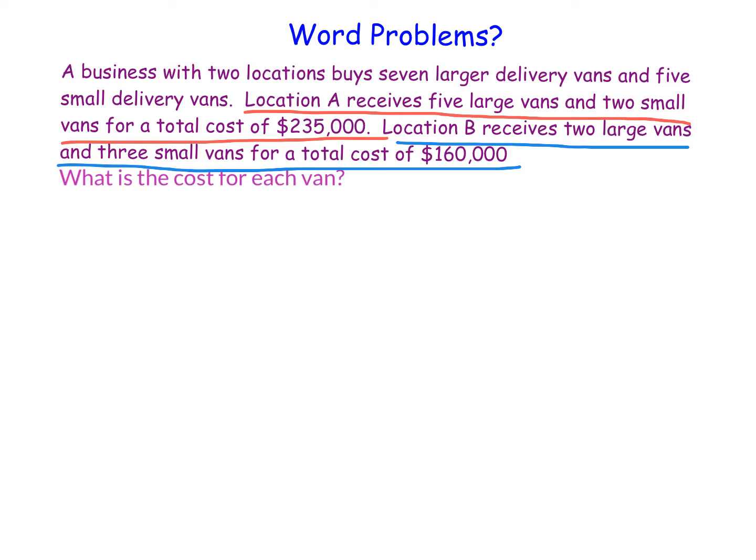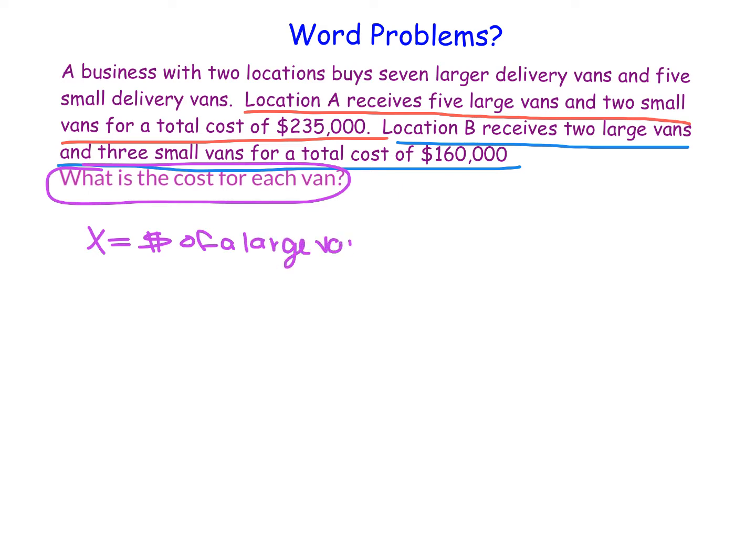So when I take a look at this, my first thought is I need to find variables to represent my unknown values. And here it says, what is the cost for each van? So my 2 unknowns are the cost of a large and a small van. So that's what I'm going to set x and y equal to. I'm going to set x equal to the cost of a large van, and I'm going to set y equal to the cost of a small van, because those are ultimately the 2 things that I need to find by the end of this problem.